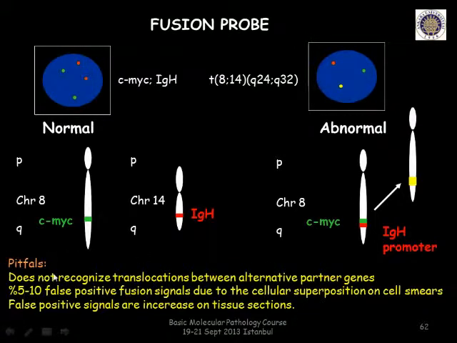The pitfalls of these fusion probes: they do not recognize the translocations between alternative partner chromosomes, and also, for cell smears, there is always a 5 to 10% of false positive fusion signal due to the cellular superposition. But when you go to the tissue sections, this false positivity increases a lot. So for tissue sections, they are not very much recommended.